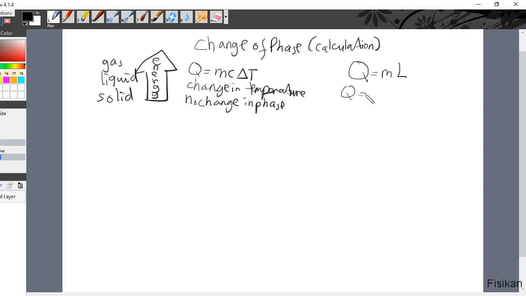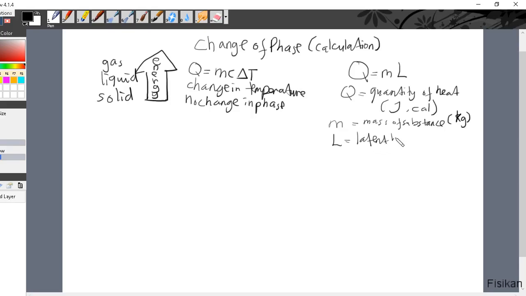So Q here, I will write it down, is the quantity of heat, and the unit is joule. You can also use calories and so on. M here is the mass of the substance, and the SI unit for that is kilogram. L here is latent heat. The unit is joule per kilogram, or you can use calorie per kilogram, calorie per gram, it is up to you. What is the meaning of latent heat?